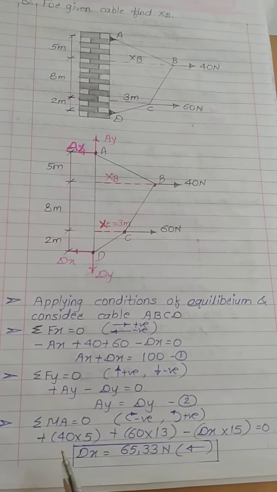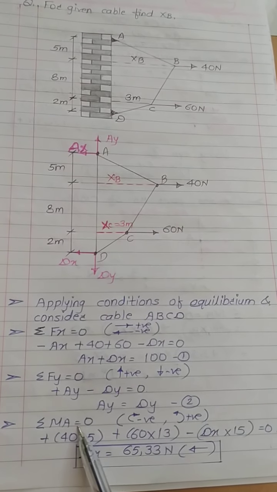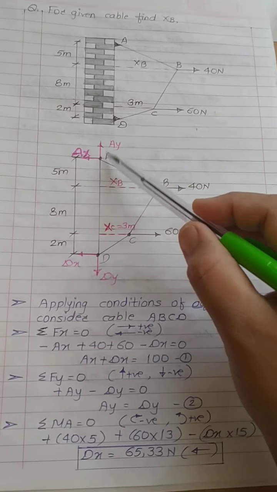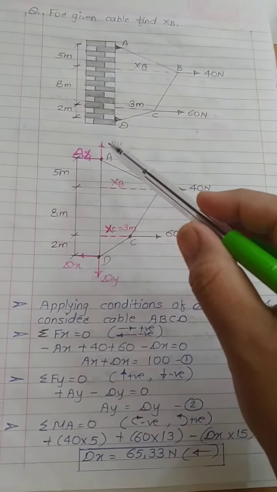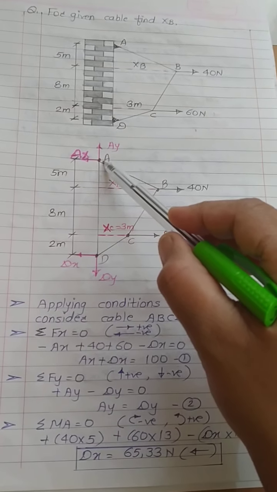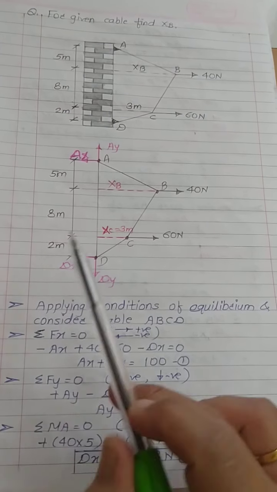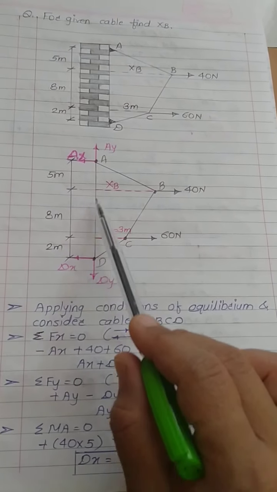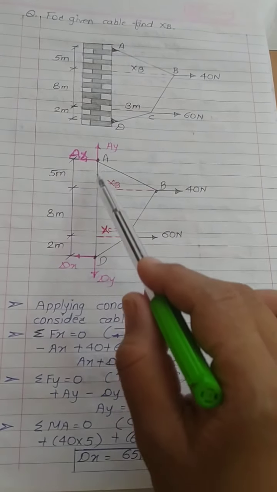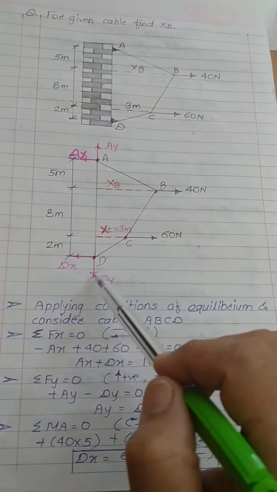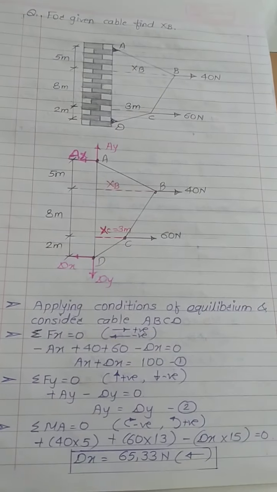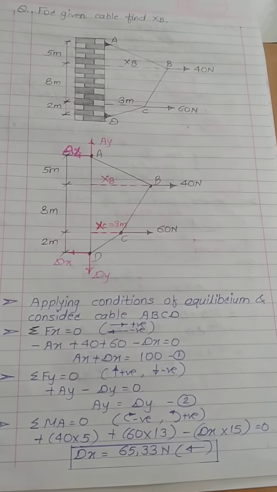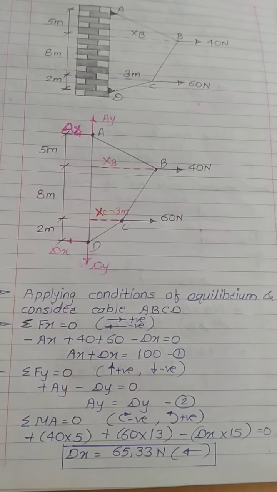Now apply the third equilibrium condition, summation M equals 0. Now you can take moment about A or at point D. So I am going to take moment about point A. If you observe this point A, this Ax, Ay and Dy, if you extend the line of action for Dy, all these three forces are passing through point A. So their moment about point A will be 0.